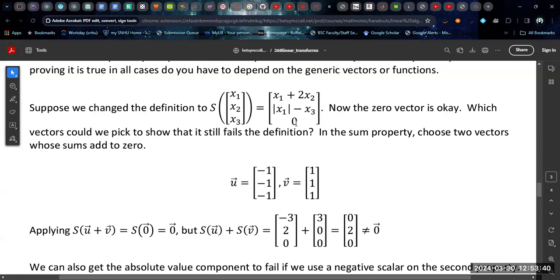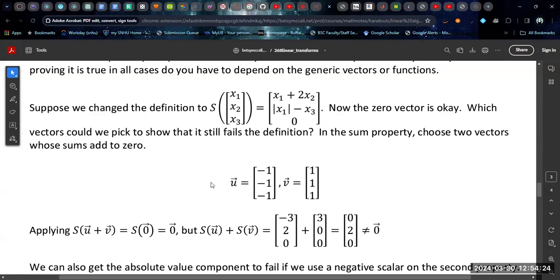And so again, for showing that the definition fails, we can use specific vectors to show that it fails, because it only has to fail in one spot in order to not be true everywhere. And that's why when we're proving that it is true, we have to use general real numbers, x1, x2, x3, and not specific values, because the fact that it works in one case doesn't mean that it works everywhere. If we use generic values, then we can show that it's going to work no matter what numbers we choose for those x1, x2, x3. But when we're trying to show that it fails, we just need to show that it fails in one place.